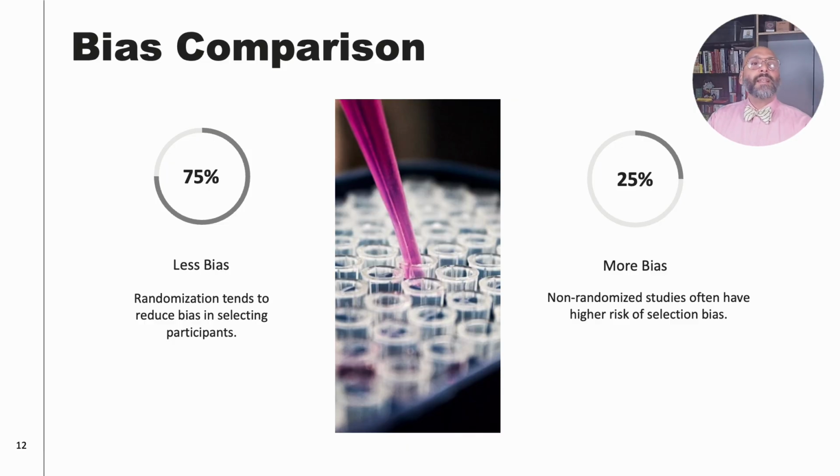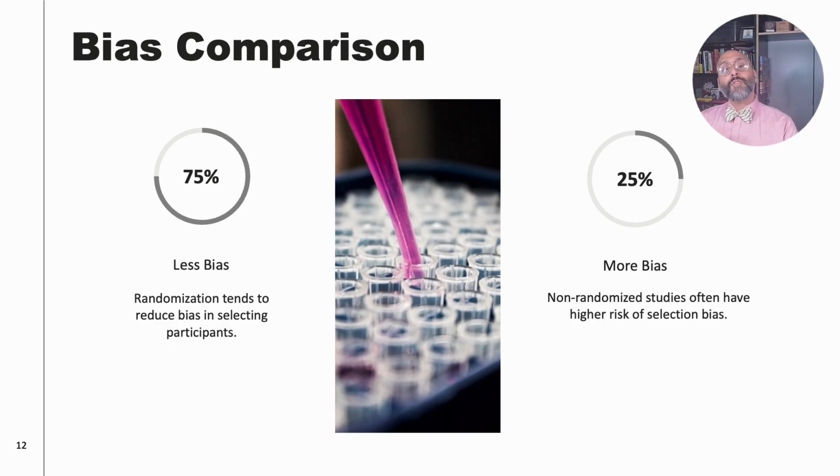Now this slide is designed to compare randomized to non-randomized studies in terms of bias. The first thing I want you to clarify is these percentages shown are just conceptual. They're not real. They're not mathematical. They're just meant to illustrate relative risk of bias, not to quantify it precisely. Now let me define what I mean by bias.